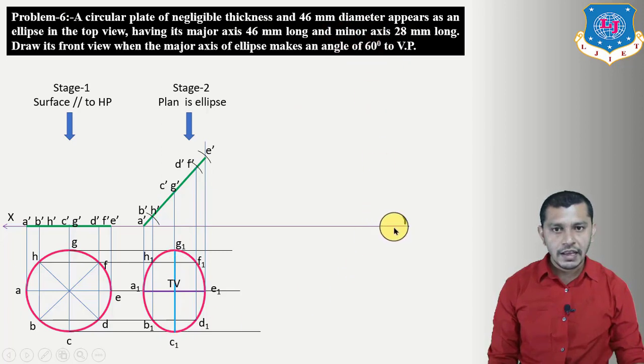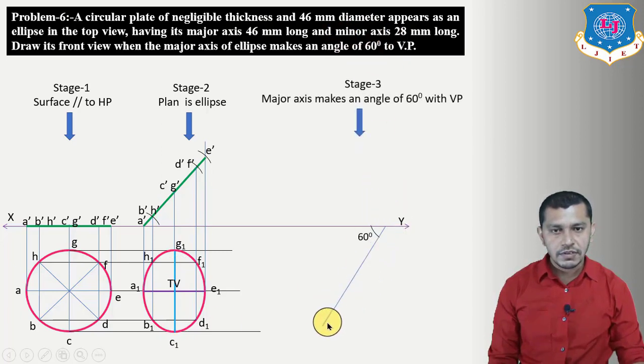So draw a line inclined at an angle of 60 degrees to the XY reference line, and on this line we have to mark G1 and C1. So mark G1 and C1, measuring it from this figure. So this is our G1 and C1, and now from the midpoint of G1 and C1 draw a line perpendicular to G1 C1 over here. So here we will get A1 E1. Now we have to find H1 B1 D1 and F1. So for that draw this rectangle by measuring it from the top view in the second stage.